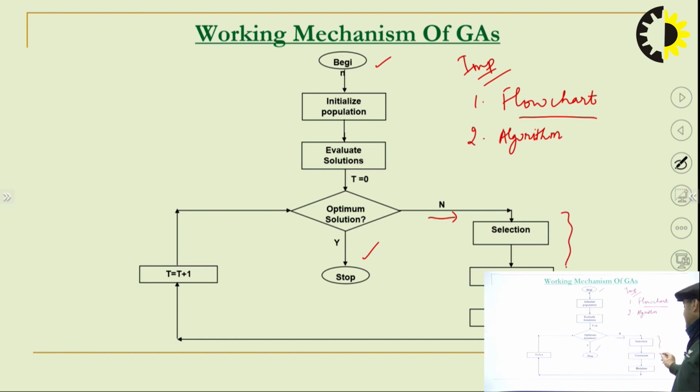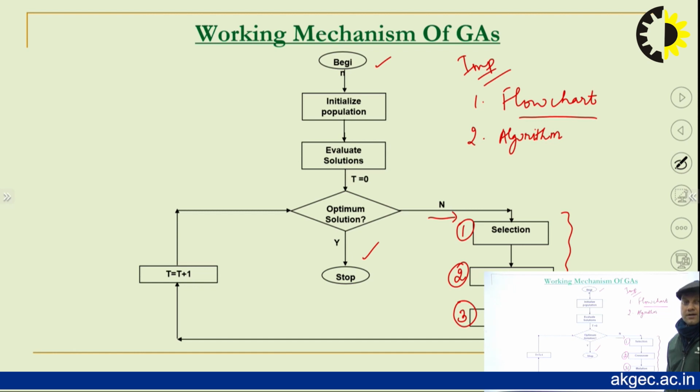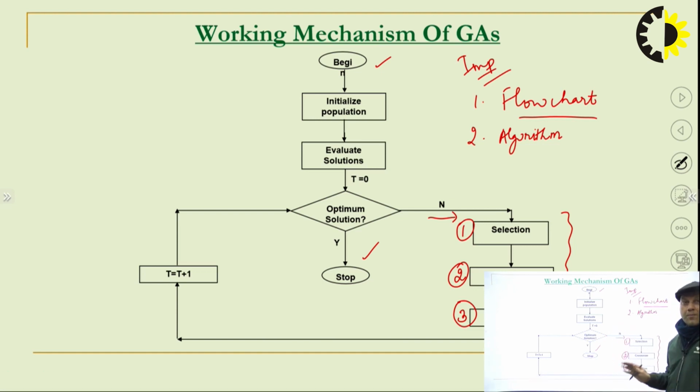These are the three main key points we have to keep in mind in the evolution of a new species: number one is selection, number two is crossover, number three is mutation. These are the three key steps involved in the genetic algorithm. Selection means we select a particular species, a particular population. We check whether the solution after selection is optimum or not. If it is not optimal, then we generate a new solution, which is generated using the second process called crossover.